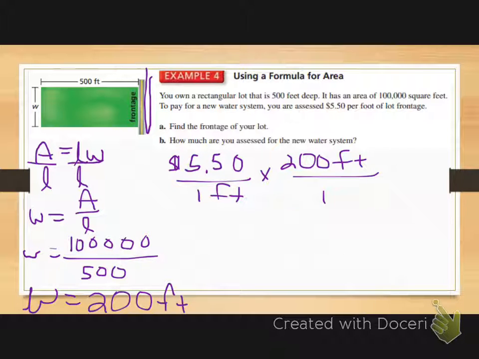Just like when we simplify numbers, we can simplify measurements and dollar signs and things like that. So now we end up with $1,100. So your total assessment is $1,100. So that's part B.